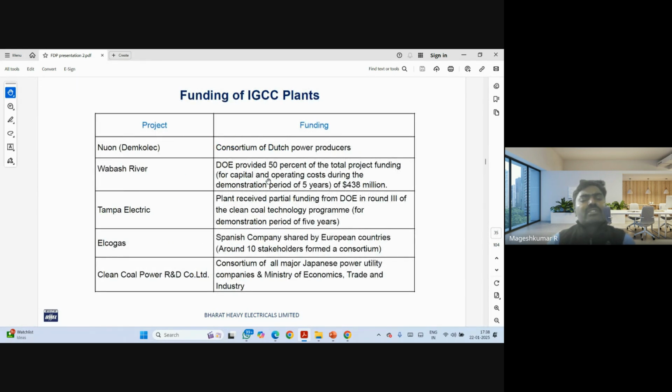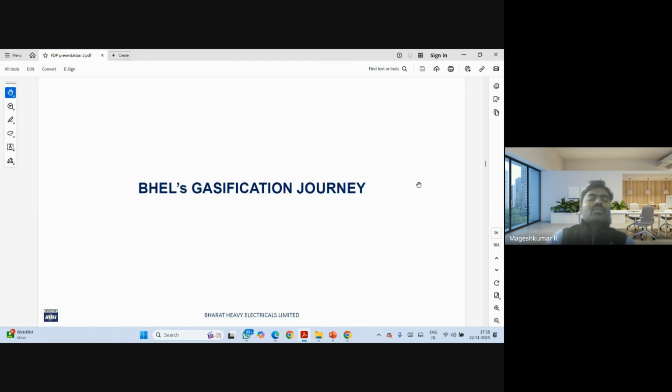And on funding, they built these as demonstration plants only, across the globe, to find the viability of converting coal and generating power. But everywhere, compared with pressurized thermal power plants, it is relatively costly to generate power by these processes. So now it comes to BHL gasification technology.